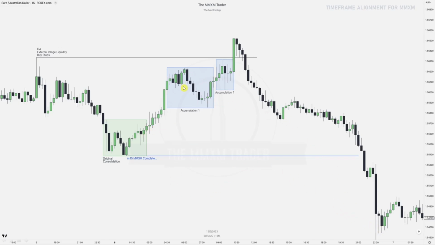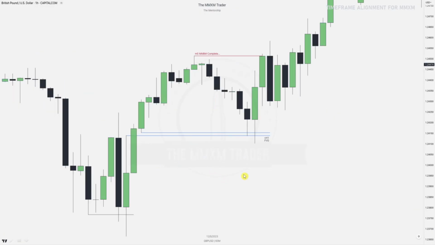We had accumulation phase 1 happening over here, accumulation phase 2, and then eventually a smart money reversal above buy stops, right? Order pairing again, continuing down lower, lower, lower, completing this market maker sell model on a 15-minute time frame. We're diving one more time frame lower, right?